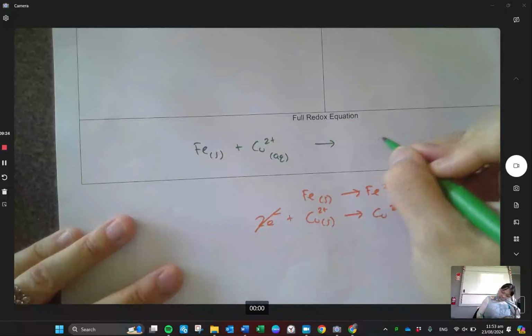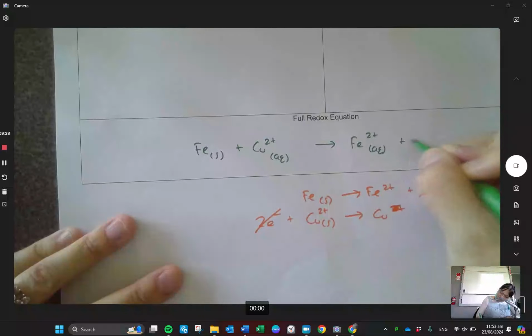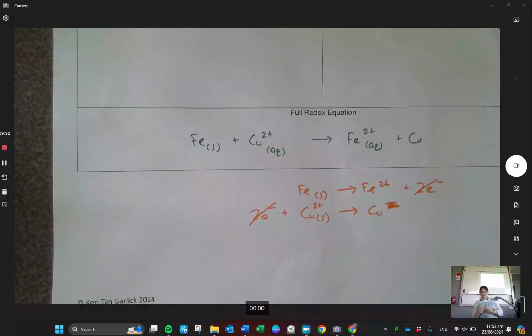So you don't need the states. I just put them in there. Like that. So the full equation is required for the merit. Sorry, for the excellence. So I'm just showing you guys how to put it together.